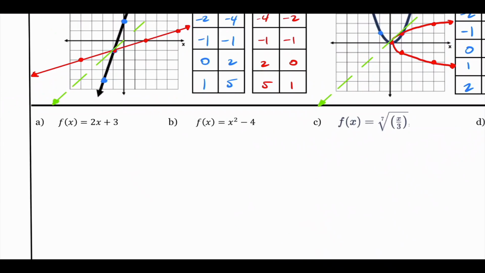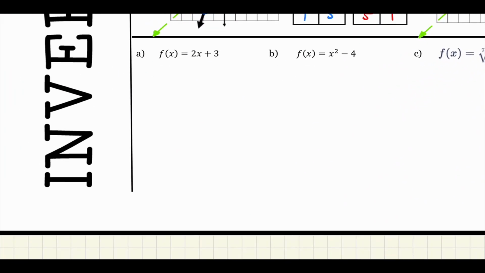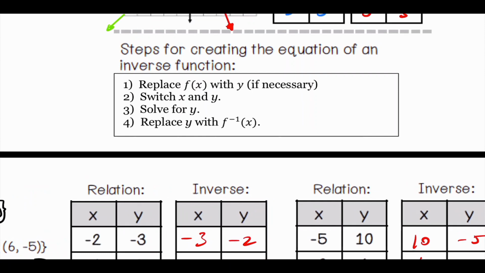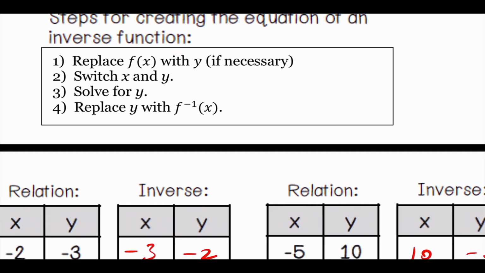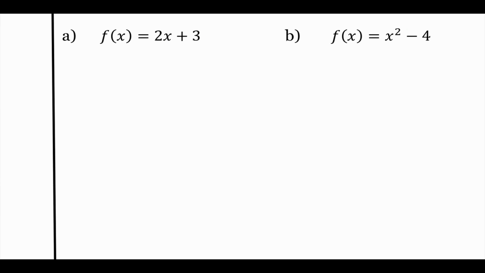Those directions are the ones we have on the board. They're the ones we have here on the bottom of the first page. It's the ones on the board. Okay, so here we go. First guy, replace f of x. So if you have f of x, replace it with y. So no more f of x. It's going to be y.